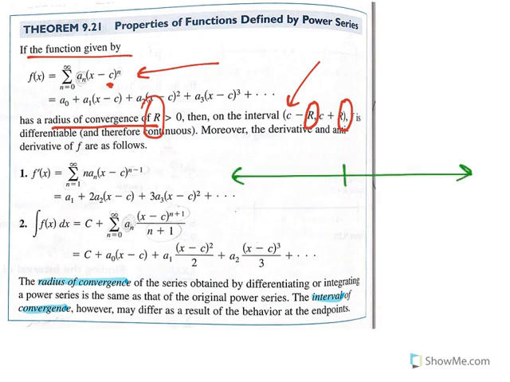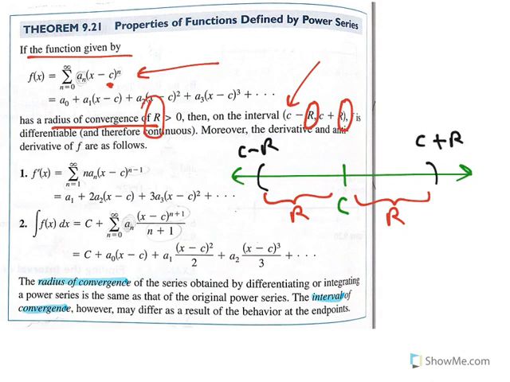So let's say this is the center of our power series at some value c. It could be 2, it could be -1, it could be 5, it could even be 0. And then you have the radius of convergence r. So you're going to go r units to the right of the center and r units to the left of the center. So here you have c minus r, and here you have c plus r. So that's what we're talking about.